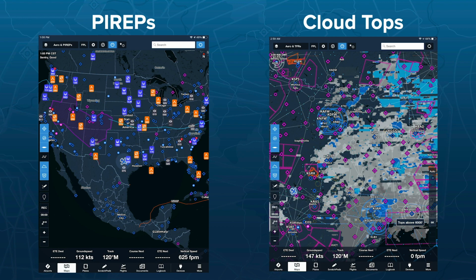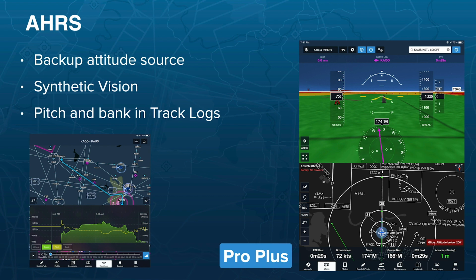Well, let's go ahead and move on. We've covered a lot of different features within FISB. So I'd like to go ahead and take us into another feature that is specific to Sentry in this case. And this is an AHRS system. So this gives you a backup source of attitude. And this powers several different features within ForeFlight Mobile.